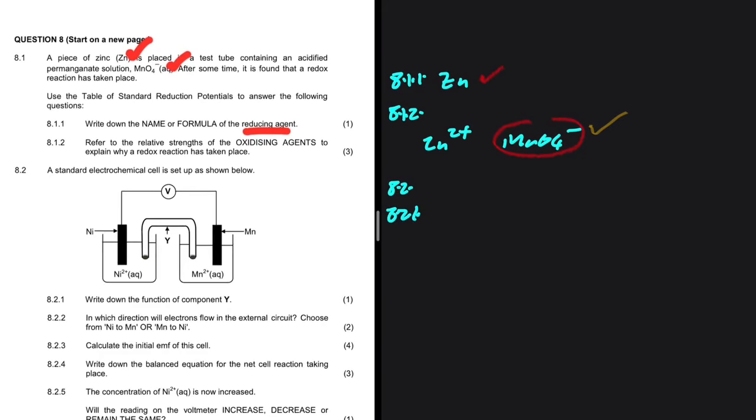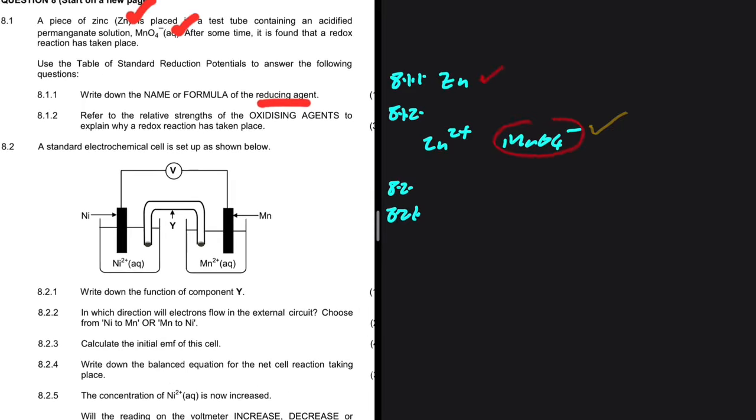So we have a standard electrochemical cell, and the first question is to write the function of component Y. Component Y is a salt bridge. There's a few things that the salt bridge does for an electrochemical cell. One, it completes the circuit. It also provides a path for movement of ions. That is just some of the functions of component Y, a salt bridge.